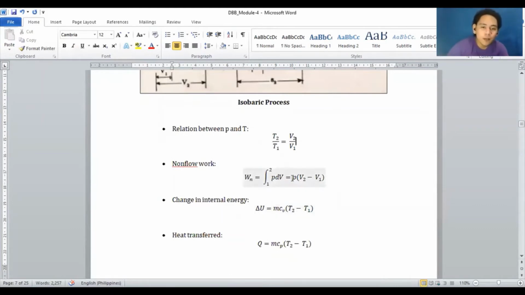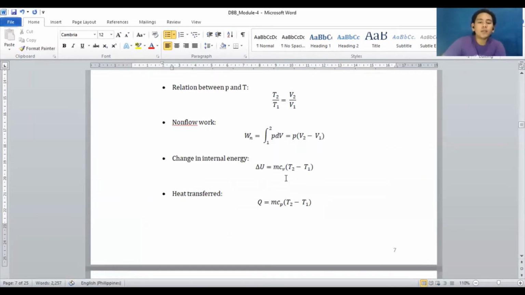Well, non-flow here is equivalent to the integration of PdV. As you can see in isometric, since volume is constant, we assume that it is 0. So therefore, your work non-flow is 0 there. But in isobaric, we have values for volume. So therefore, your P will be multiplied into its final volume minus its initial volume. So therefore, your work non-flow is equal to P times V2 minus V1, or just simply work non-flow equals P2V2 minus P1V1.